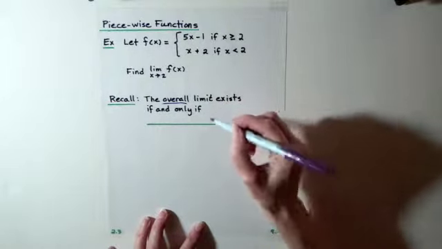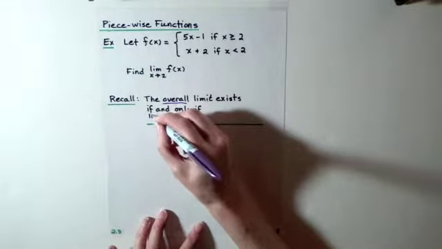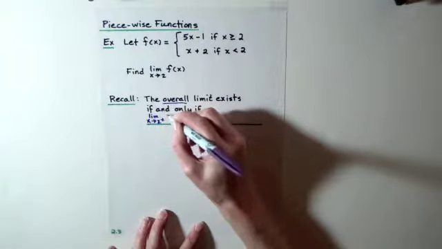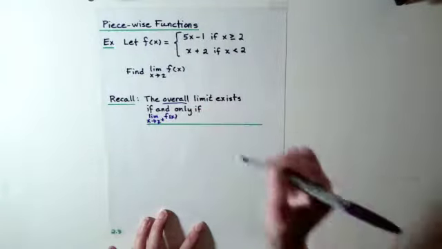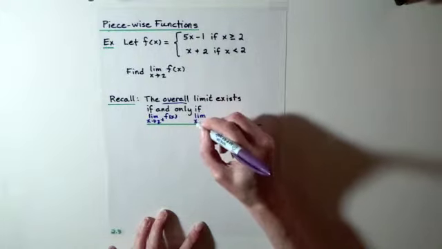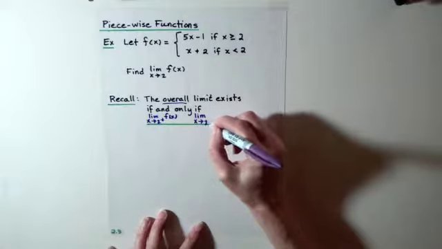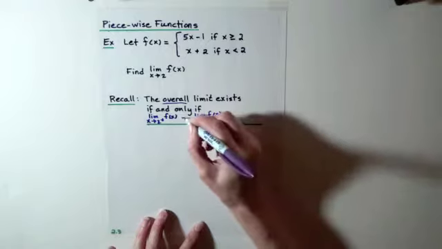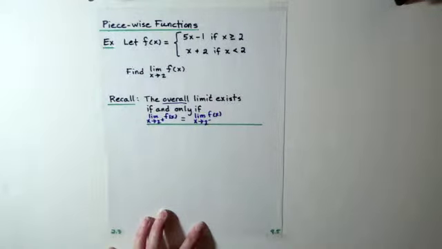So the overall limit exists if and only if the limit as x approaches 2 from the right of f of x exists, and the limit as x approaches 2 from the left of f of x exists, and those two limits are equal to one another. So the overall limit exists if and only if the one-sided limits are the same. The left and the right-hand limits exist and are the same.